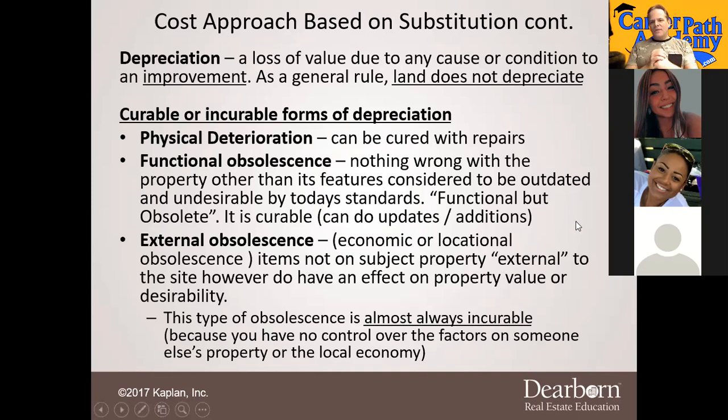All right. This is usually not curable. External obsolescence is not curable because there could be factors on the outside of the property that affect the value or desirability of your property. Like factories. Yeah, like maybe you live next to a factory or something. You can't move the factory. There's nothing you could do about that. It's because of its location. There's just some things you can't change. Can't pick it up and put it in a better neighborhood, right?